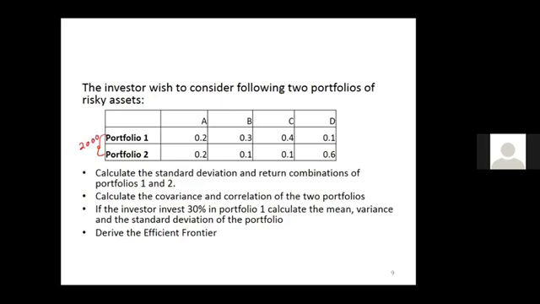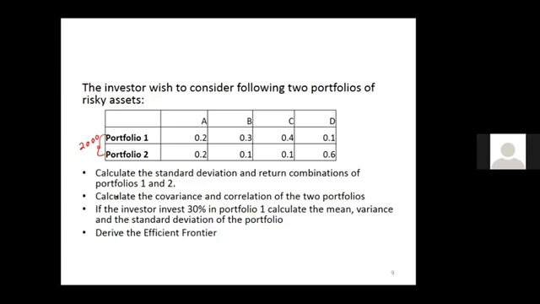So he indicates here that the proportions are given in each asset. Then calculate the standard deviation and return combinations of portfolio 1 and 2. Similar to asset 1 and asset 2, here we can calculate the standard deviation as well as return values.